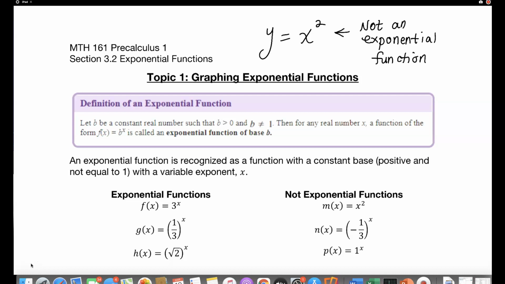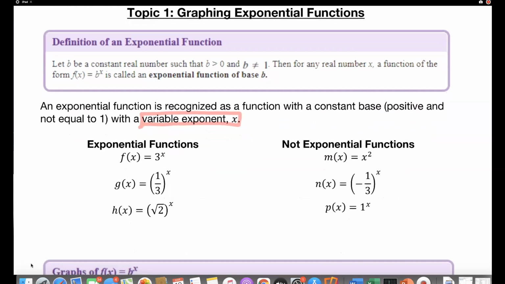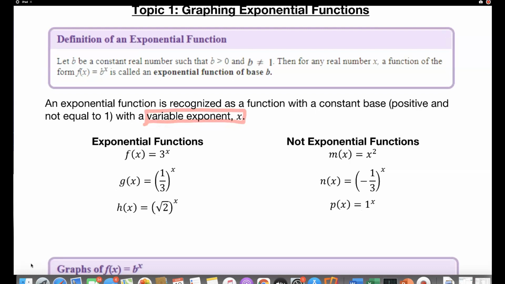Let me highlight this: you must have variable exponent x. So x has to be in the exponent's position. Let's look at a couple of examples. But not only that, there's another condition. Let me read this definition. Definition of exponential function: let b be a constant real number such that b is greater than 0. The base of an exponential function must be greater than 0, but it cannot be equal to 1. These two facts are important, so I'll write this down.